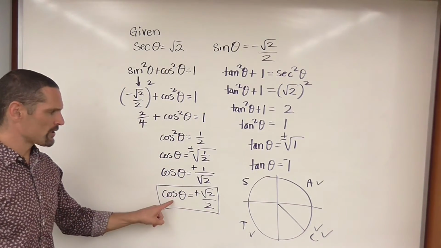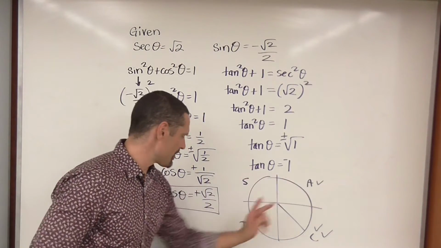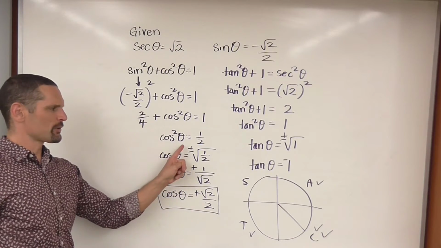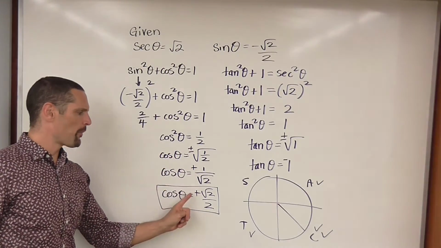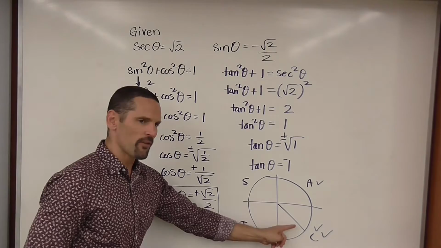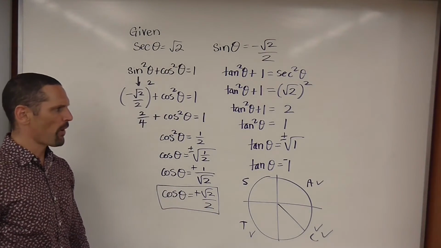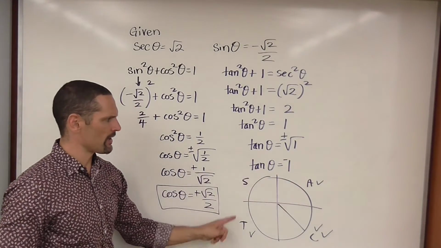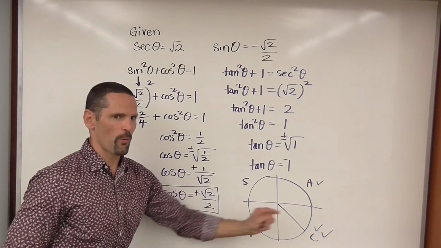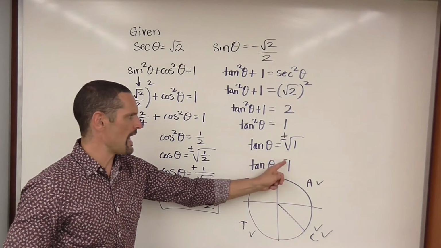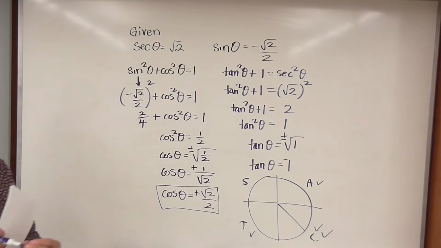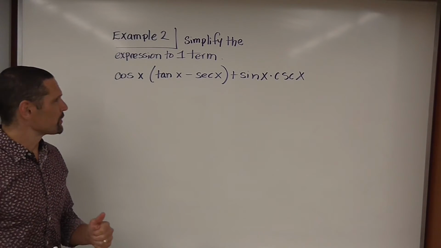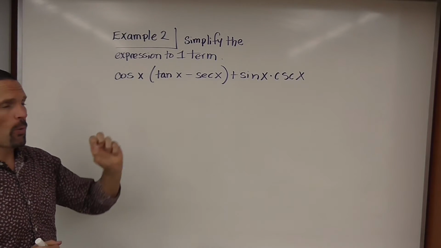Well, what about cosine in that angle? Cosine is positive. So when we take the square root, we're doing plus or minus. I'm only keeping the positive root because in the fourth quadrant, cosine is positive. Tangent is negative in this quadrant. Tangent's positive here and here. Tangent's negative in the fourth quadrant, so that's why I'm keeping the negative root when I take the plus or minus root.